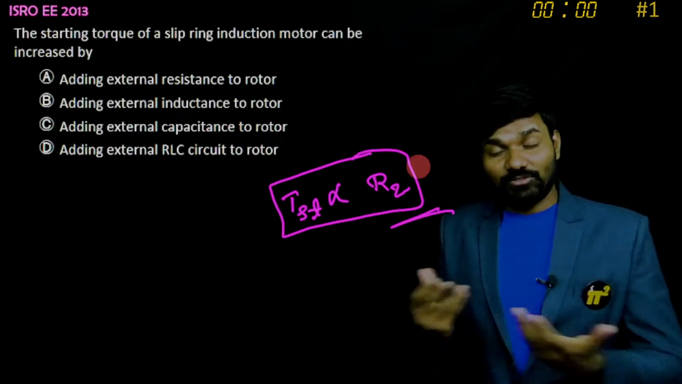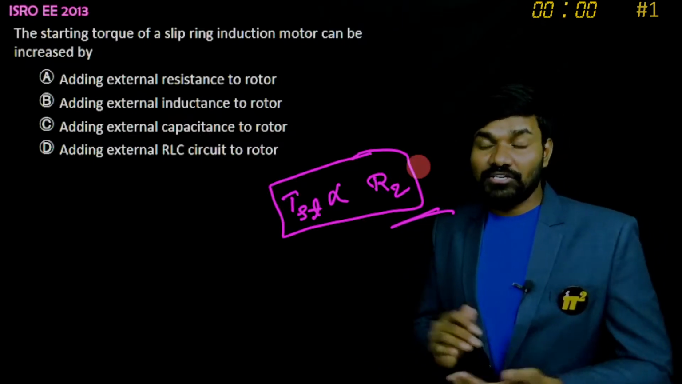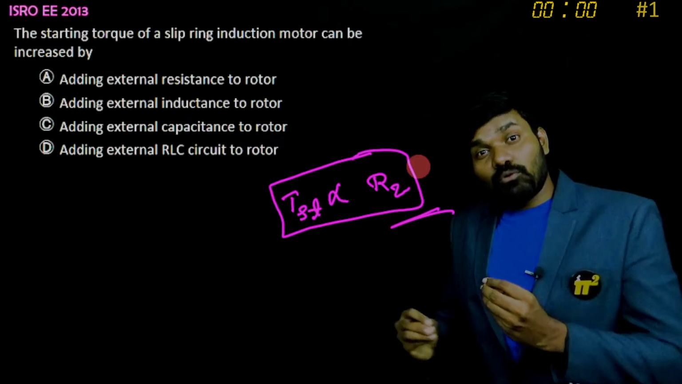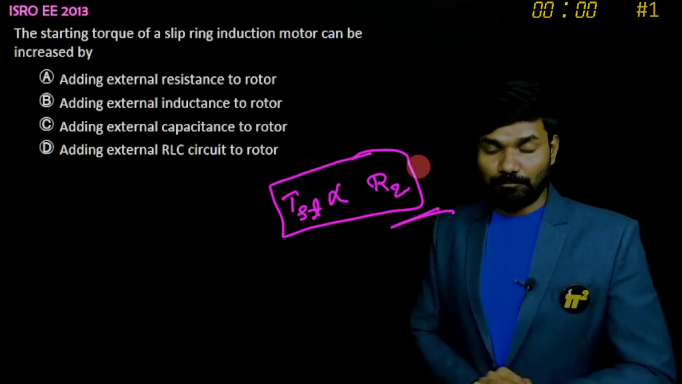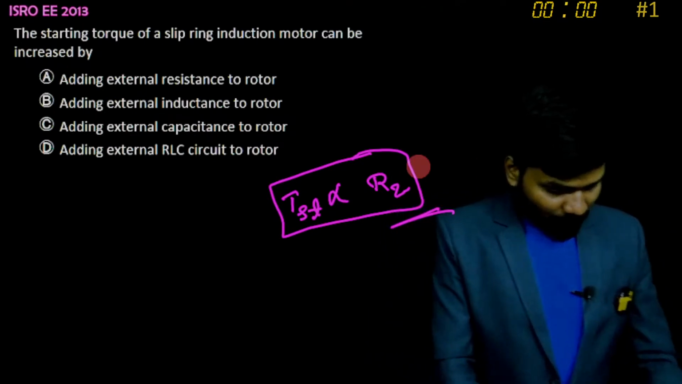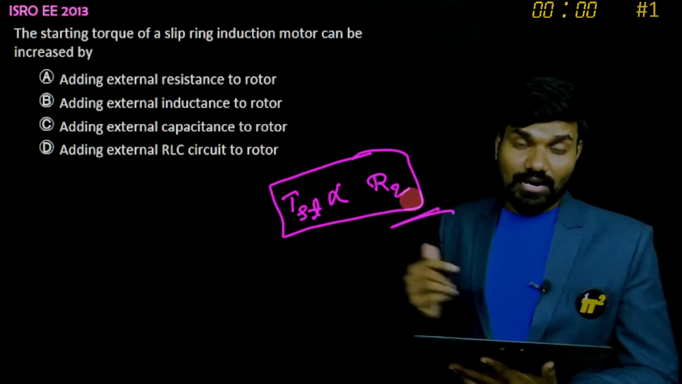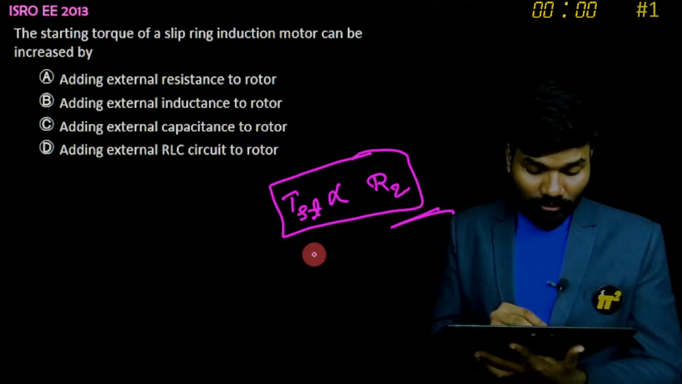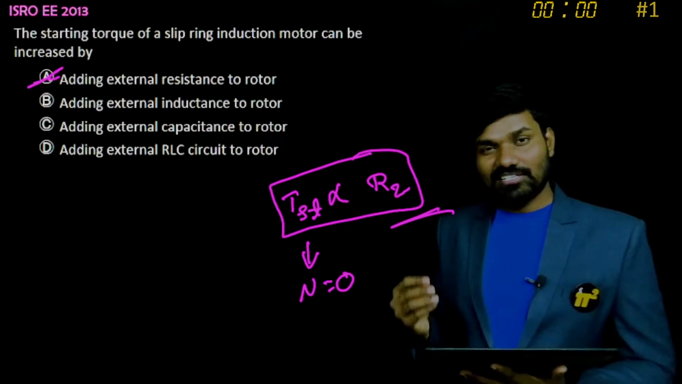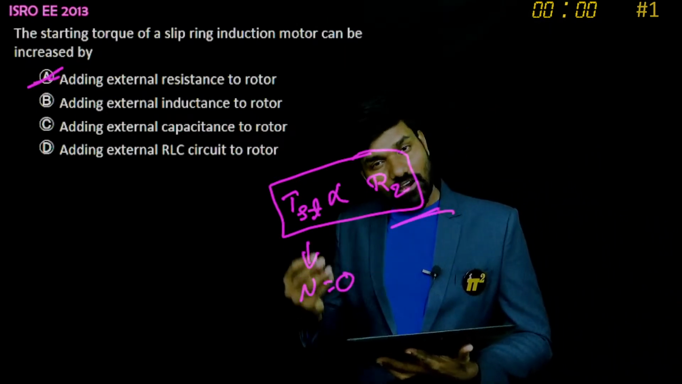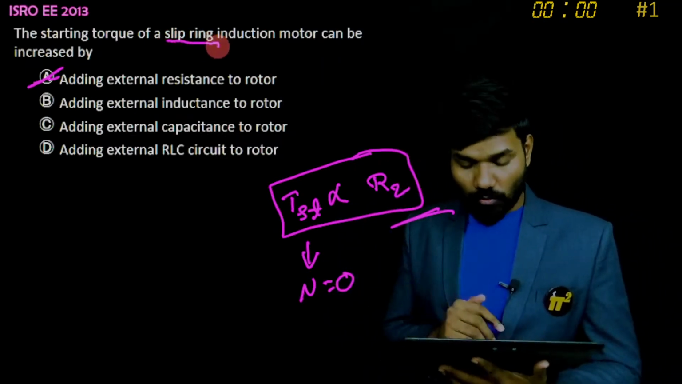In BARC also, these were the questions. What is a double cage induction motor? It is to improve the starting performance of the induction cage rotor or squirrel cage rotor. Anyways, to answer this question, starting torque is proportional to R2. So higher the rotor resistance, higher the starting torque. Starting torque only. Starting torque means torque when speed is equal to 0. So adding more external resistance to the rotor will give more starting torque. That's possible only for slip ring machine, not for squirrel cage machine.